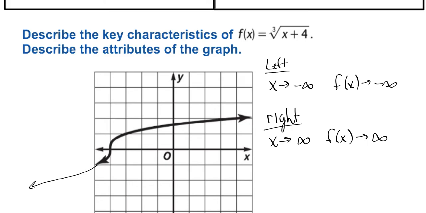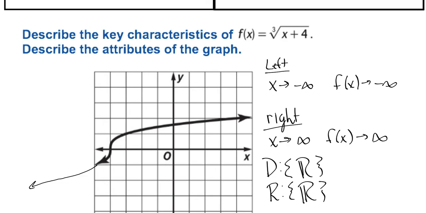End behavior's done. So what about domain and range? Well, domain, left and right, the graph covers all values, so that's all real numbers. Range, I'm going up and down. So this continues down over here, it's just going to keep going forever. And this is going to squeak up ever so slightly, but it's going to go on forever. So domain and range for these are all real numbers.